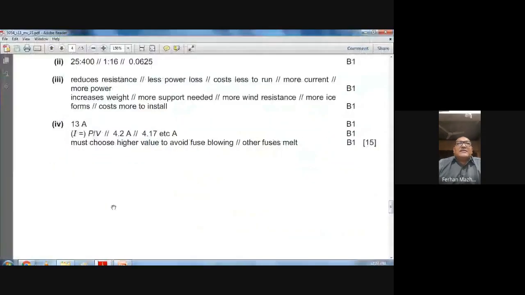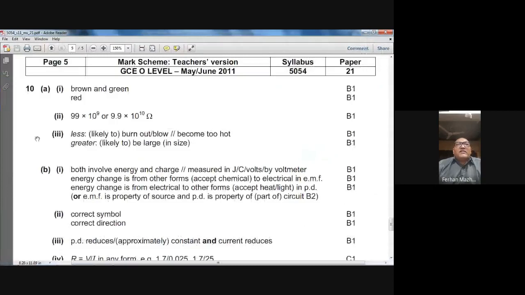Let me check the marking scheme. It says brown, green, red, and 9.9 into 10 raised to power 10 ohm. This is the maximum resistance. If all 3 colors are white, the first white means 9, the second white means 9, and if you use the third band also white, it will mean 10 raised to power 9. So 99 multiplied by 10 raised to power 9. In standard form, it can be written as 9.9 into 10 raised to power 10 ohm.